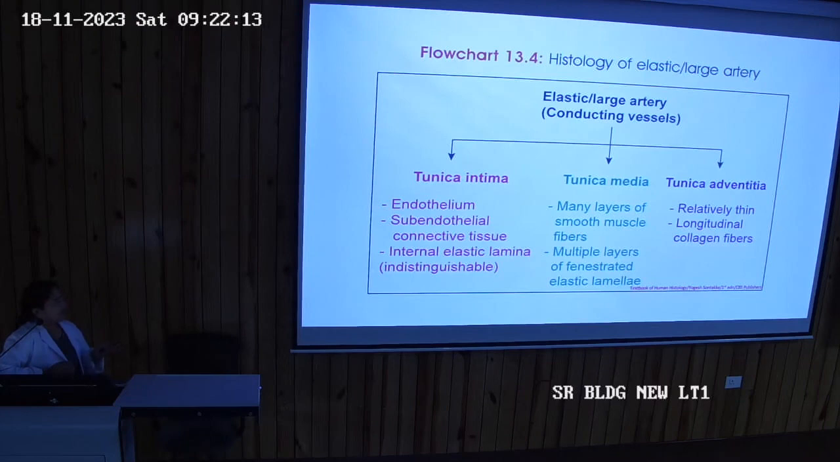So you have endothelium, subendothelial connective tissue and internal elastic lamina, which is mixed with the tunica media. We cannot differentiate it properly. So it has layers of elastic lamellae and smooth muscle fibers. Adventitia is comparatively thin compared to the tunica media of the artery. It is not as broad as in the case of veins. So it is relatively thin.